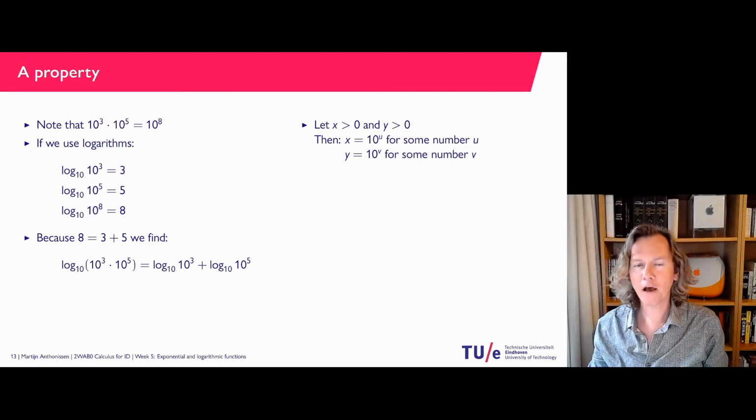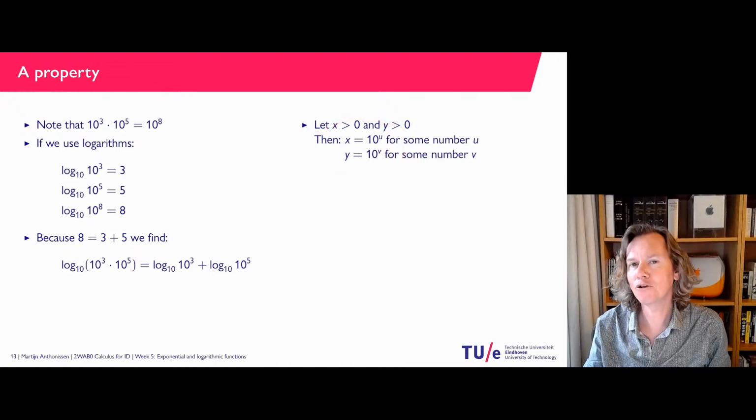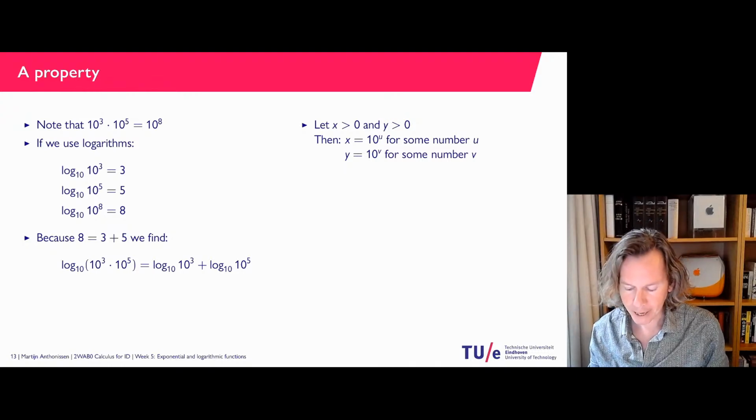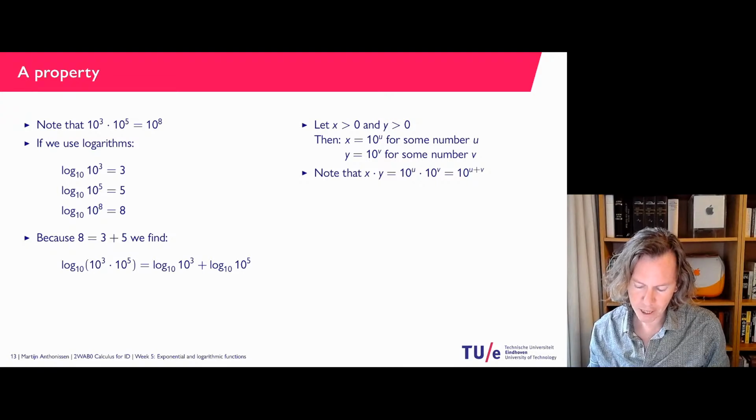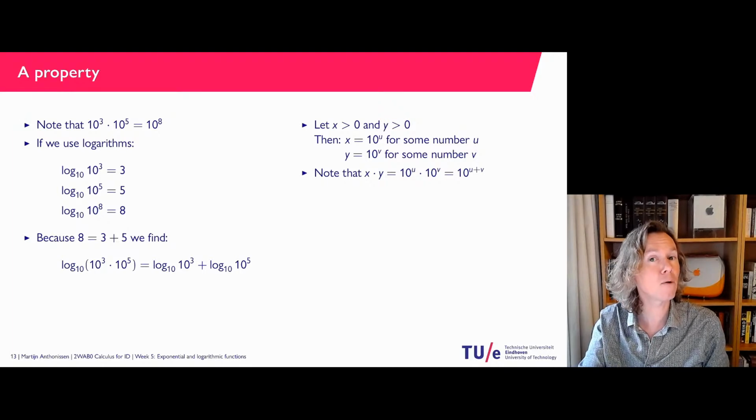Now, say that we have some way, and I'll be a bit more clear in a second how, to write x as 10 to the power u and y as 10 to the power v. Basically, u and v are the 10 logs of x and y. Now, if you have x times y, then that becomes 10 to the power u times 10 to the power v. And we have seen that's 10 to the power u plus v. That was one of these properties of powers that I started with.